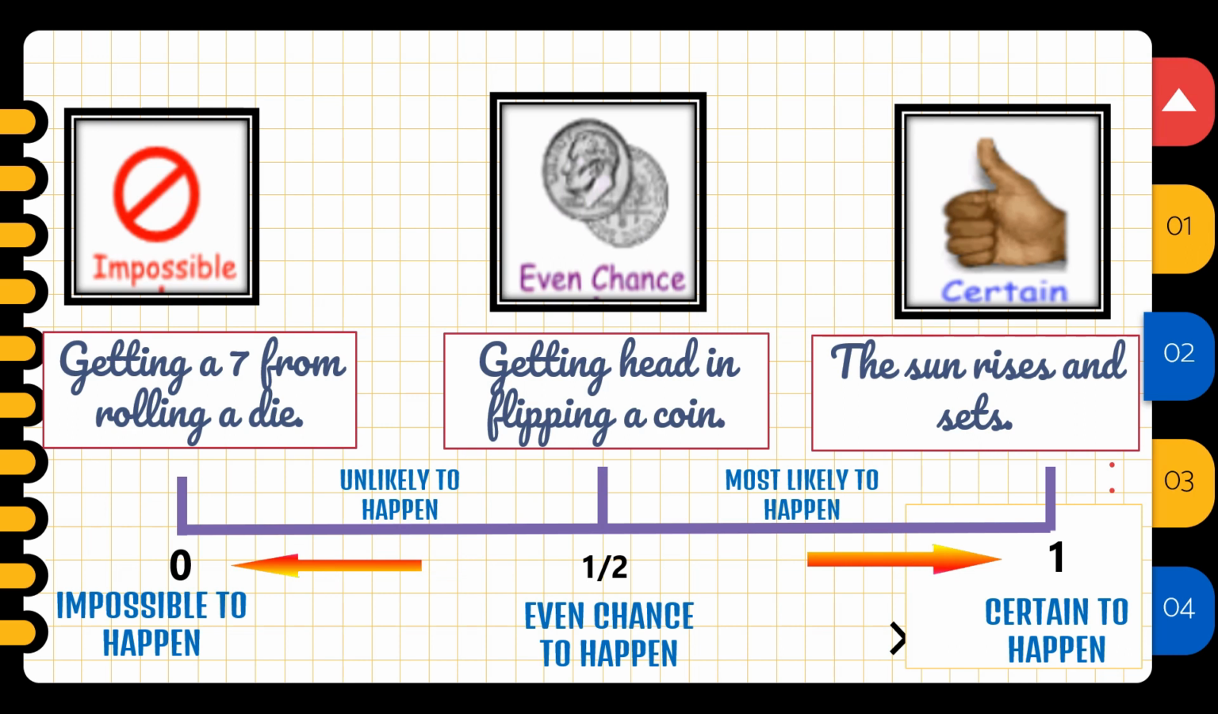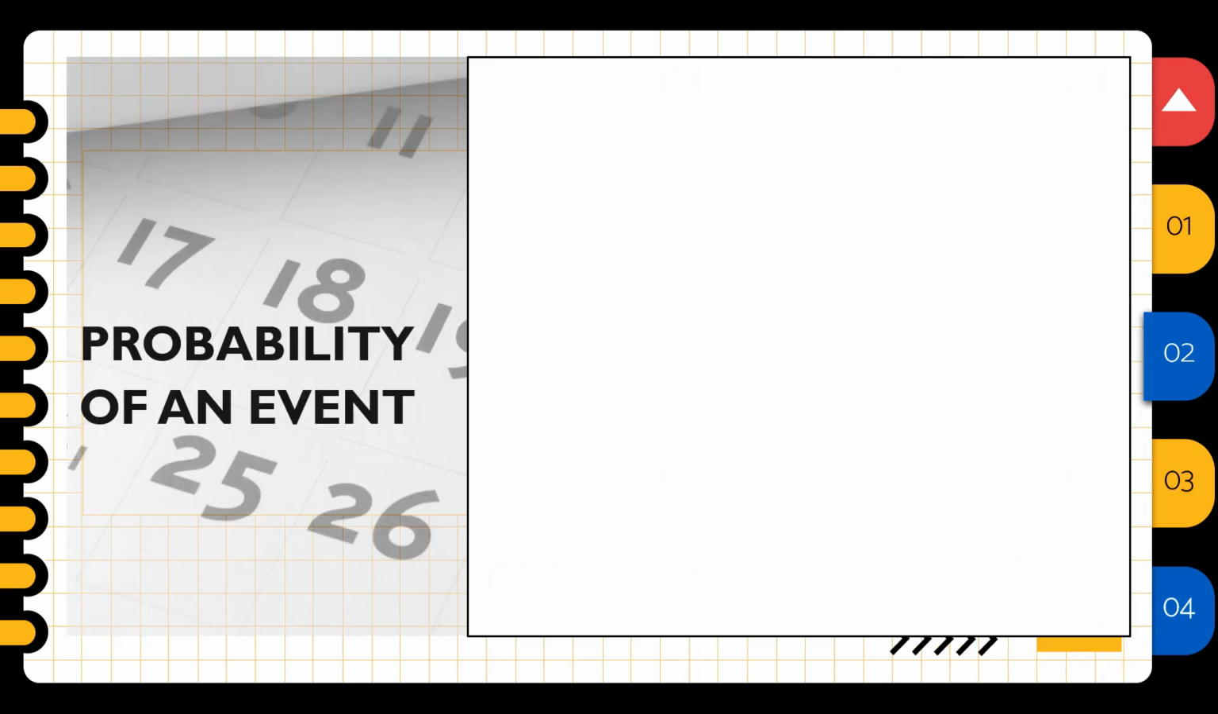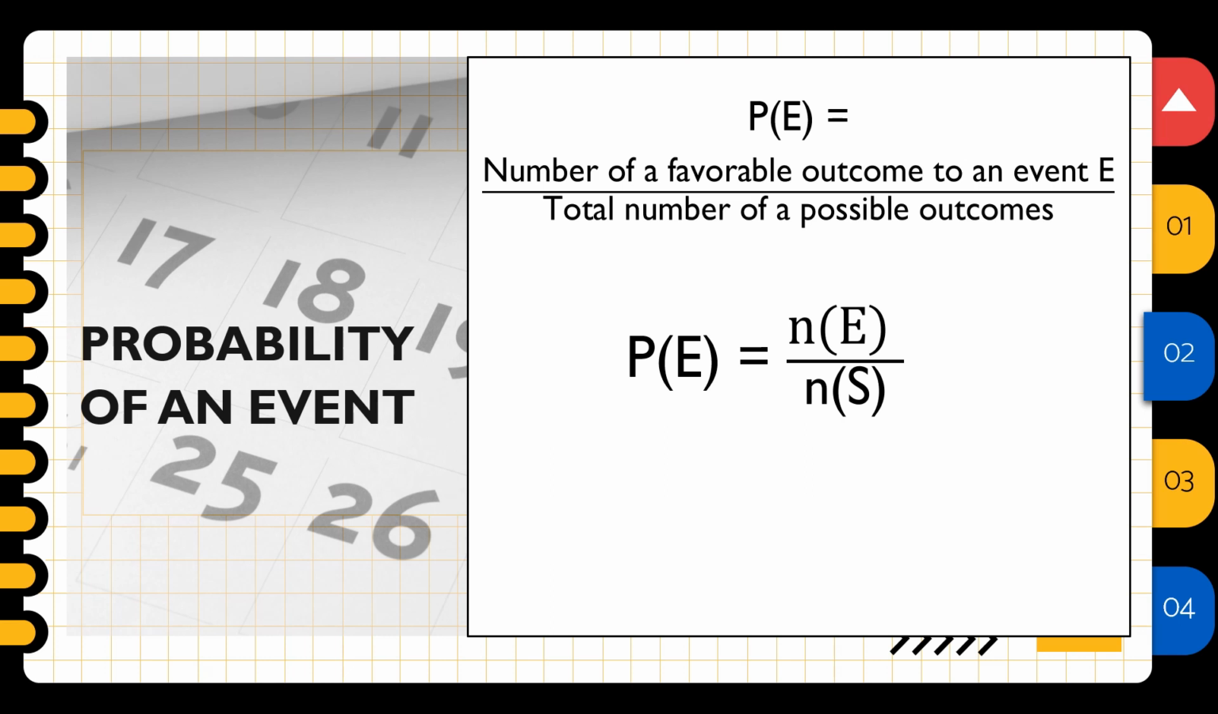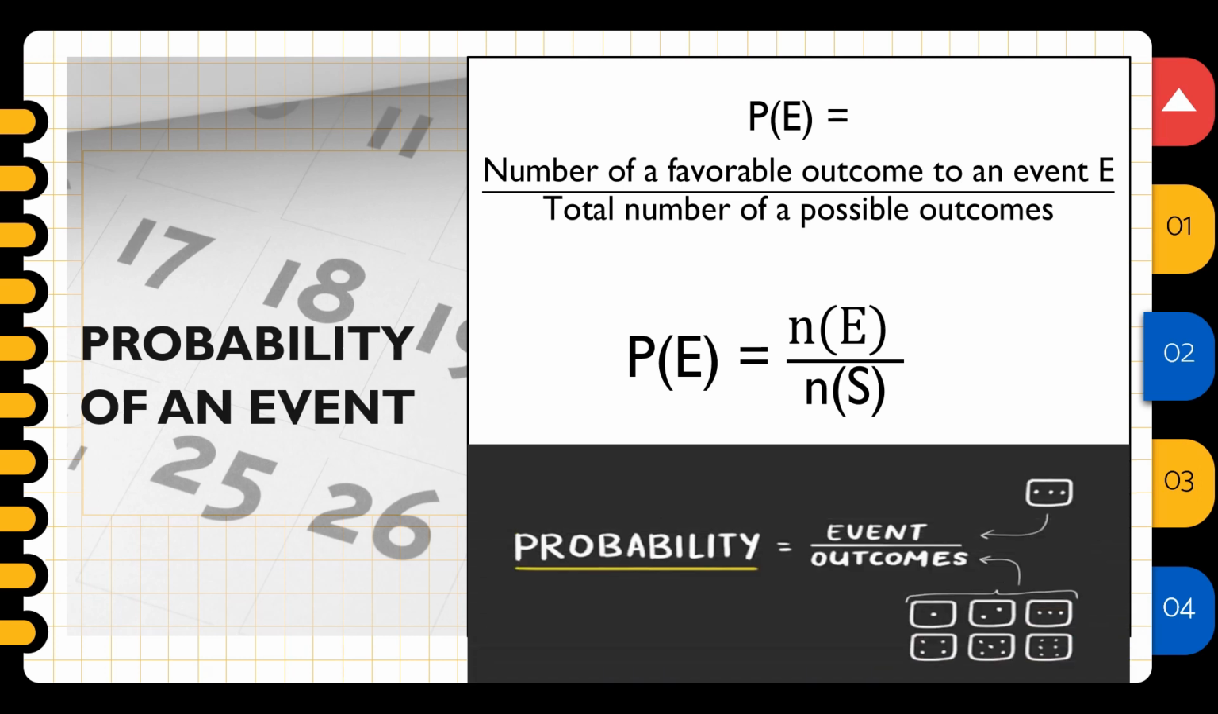Alright? Now, how are we going to get the probability of simple events, or simply the probability of an event? When we say getting the probability of an event, that is equal to the ratio of favorable outcomes that the event will happen and the total number of possible outcomes. So in symbols, we have P of E equals N of E over N of S, wherein E is the event or the simple event and S refers to the sample space or the possible outcomes.